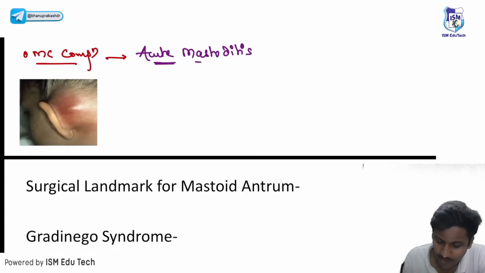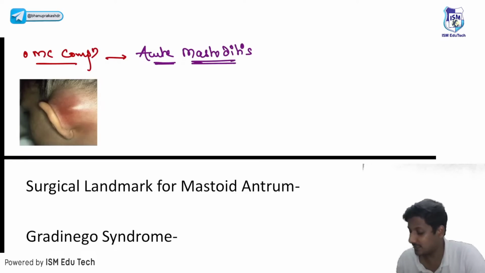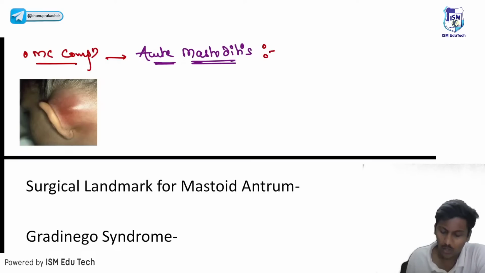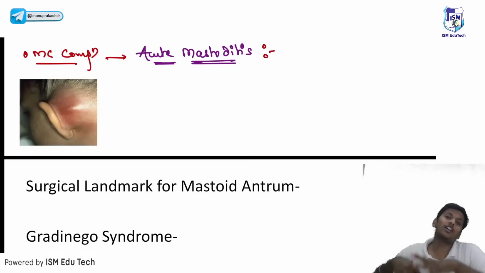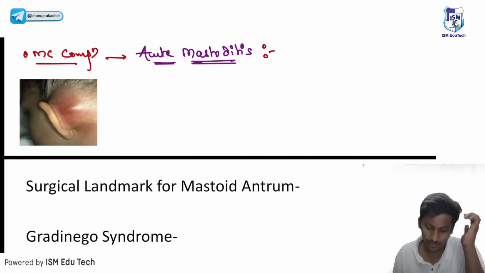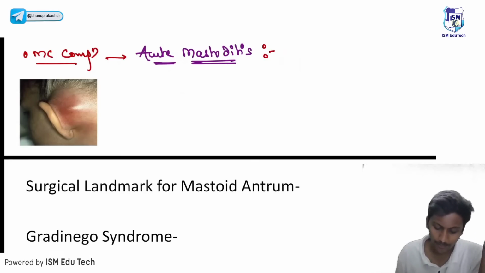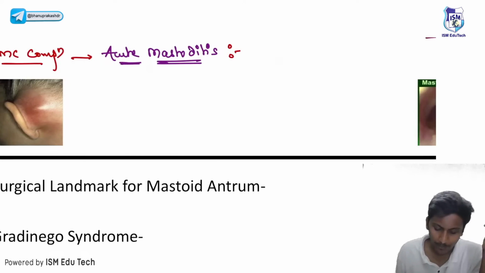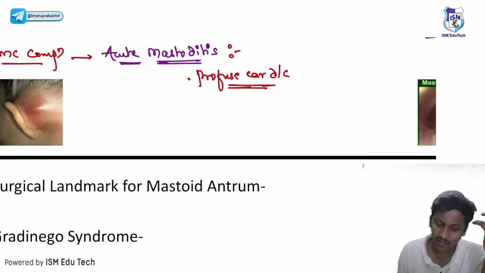So infection of mastoid air cells is called acute mastoiditis. What will happen in this condition now? As the infection also spreads to the mastoid, there will be a lot of space for pus to form. Therefore, there will be an excess of pus, and this patient will definitely come to us with profuse ear discharge. Profuse means a lot of ear discharge. The patient will have a profuse mucopurulent ear discharge.